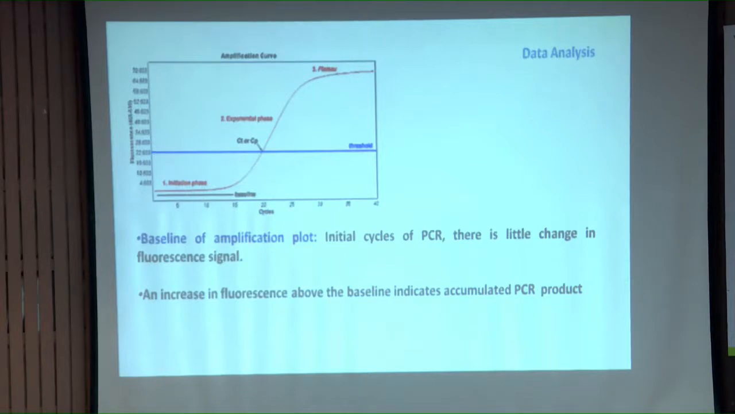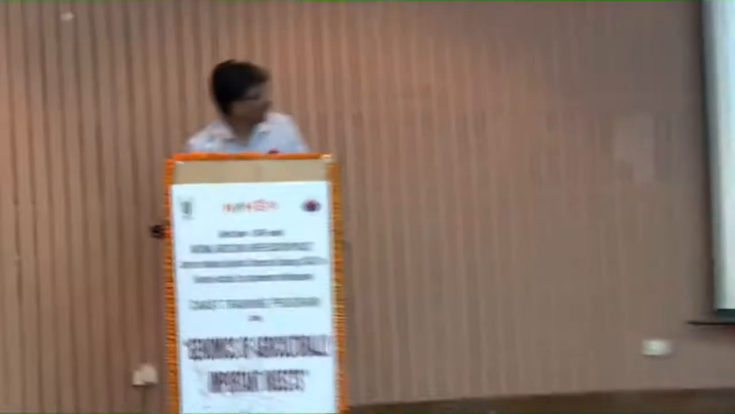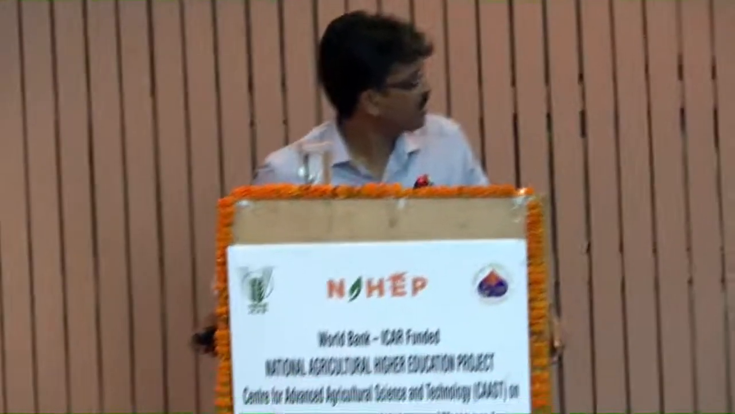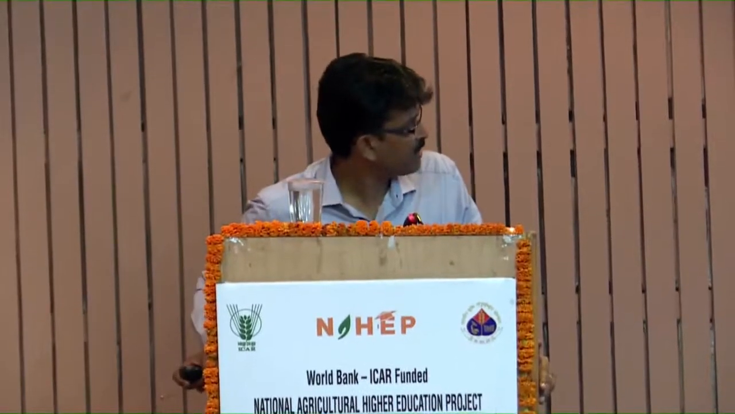So that is the starting point for your CQ values, right? And an increase in the fluorescence above the baseline indicates accumulated PCR product. And the threshold line is the point at which a reaction reaches a fluorescent intensity above the background. It is set in the exponential phase of the amplification for the most accurate readings, right?